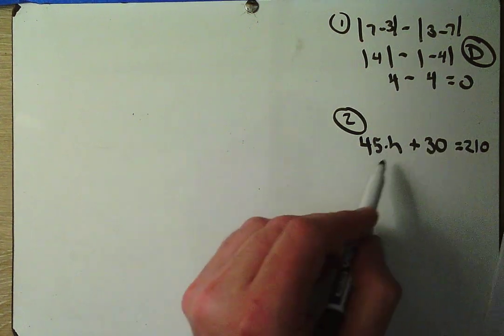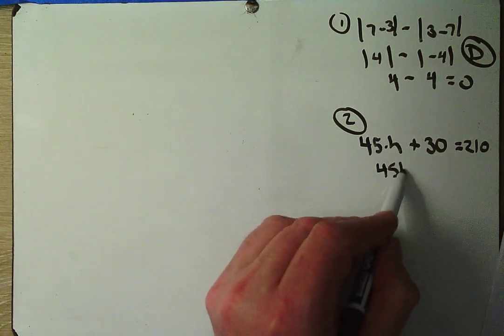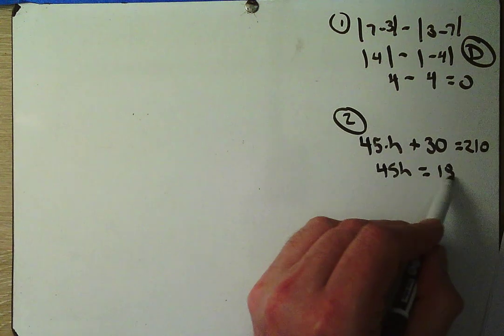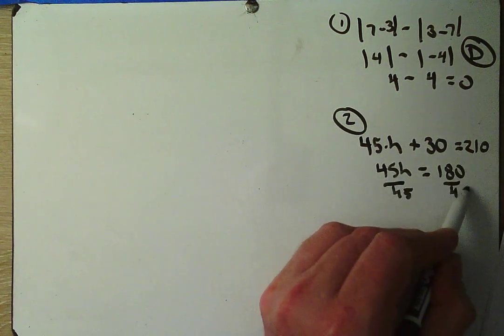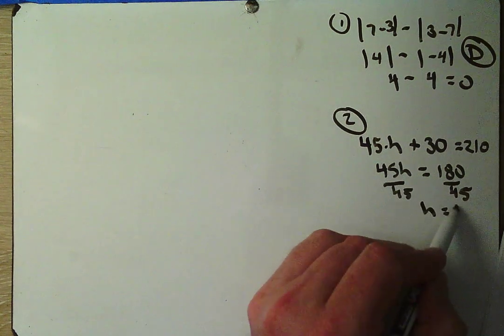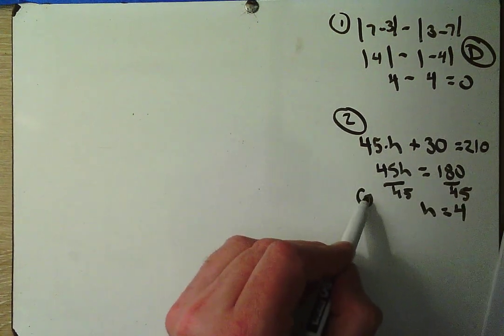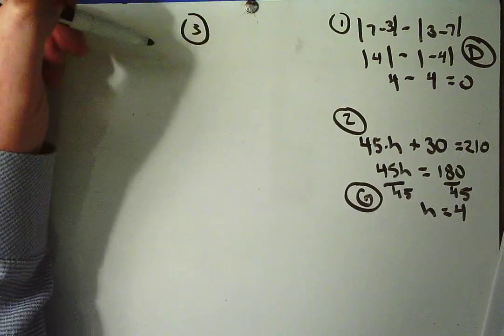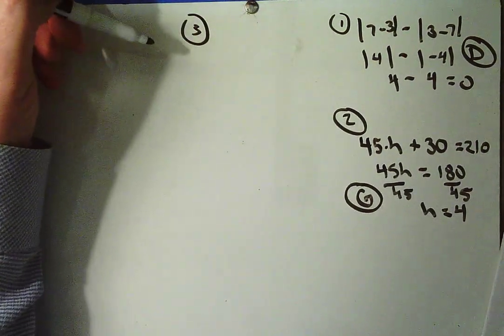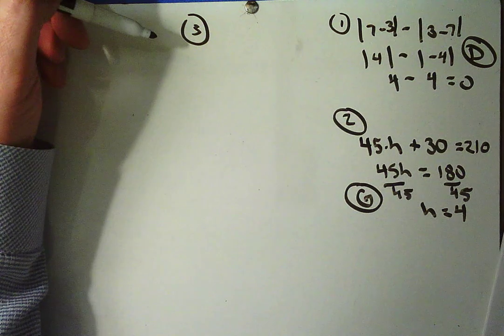If I subtract 30 from both sides, I have 45h equals 180. And when I divide both sides by 45, I get h equals 4, which is why G is the answer for number 2.